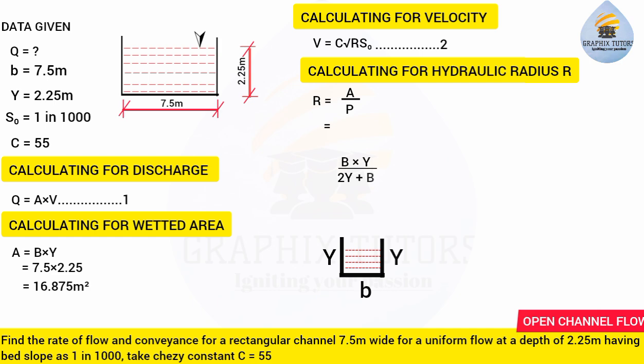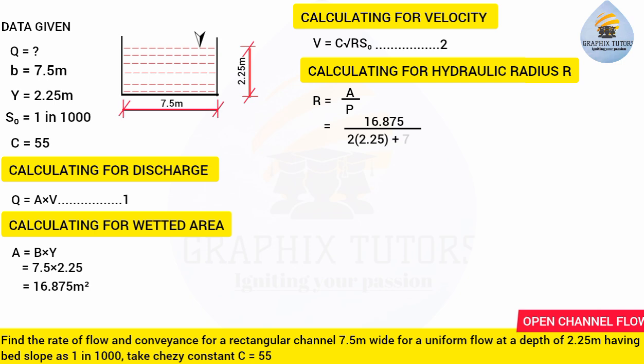Now this will be equal to our wetted area as calculated from equation 1, 16.875, all over the wetted perimeter. We have 2 into bracket, our depth 2.25 plus 7.5, and everything will give us 16.875 divided by 12. So our hydraulic radius will be 1.406 meters.